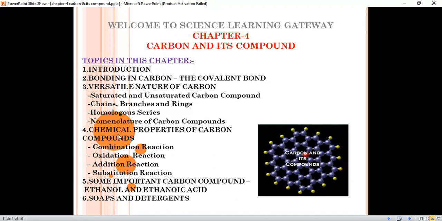Next topic, chemical properties of carbon compounds. In that we will read about different types of reactions like combination reaction, oxidation reaction, addition reaction and substitution reaction. Next topic is some important carbon compounds. In that we'll study about ethanol and ethanoic acid. And our last topic is soaps and detergents. In that we'll read about the different properties of soaps and detergents, and how the cleansing action of soap is done. Okay, so now let's get started.